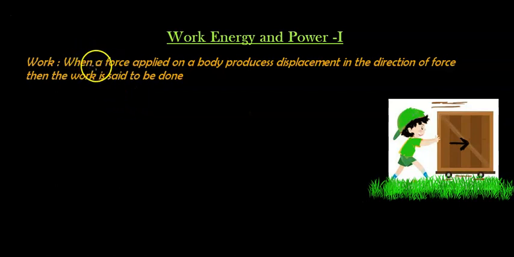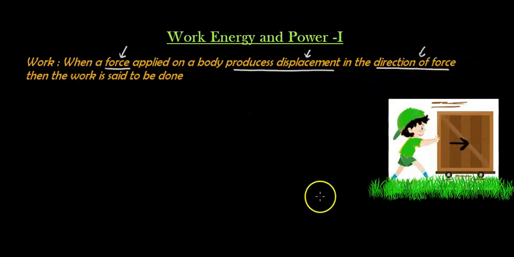Work is said to be done when a force is applied and that produces displacement. Now, mind this thing. Here, two vectors we are talking about. The first is force and then displacement. And the displacement produced has to be in the direction of force. Now, this is quite interesting because a lot of times we have seen that we are applying force and the displacement is produced somewhere else.